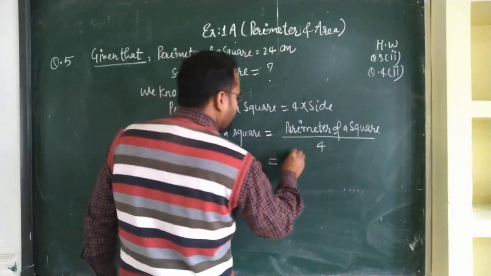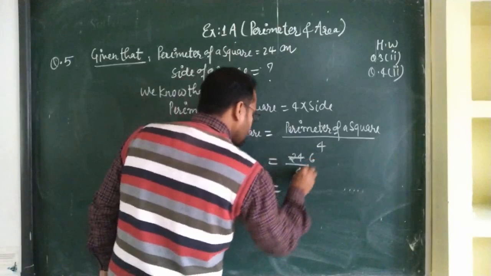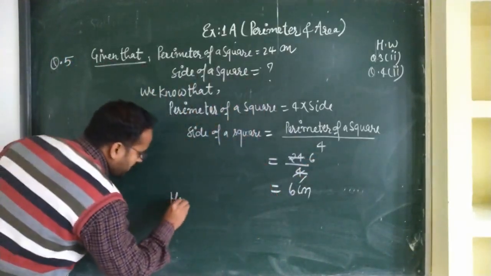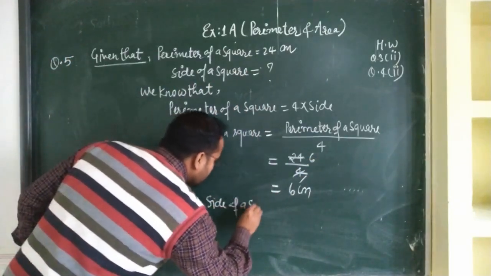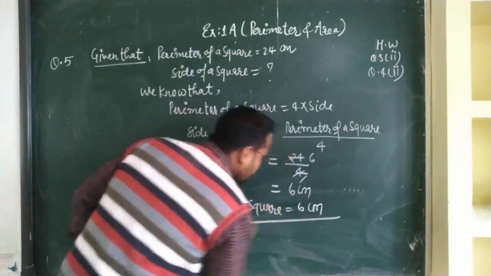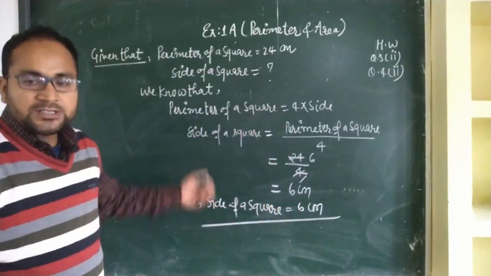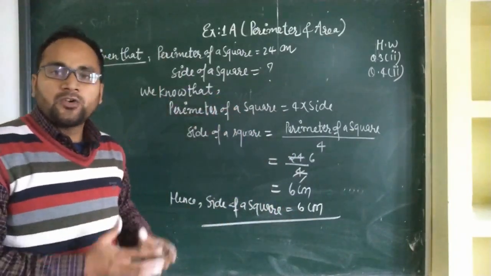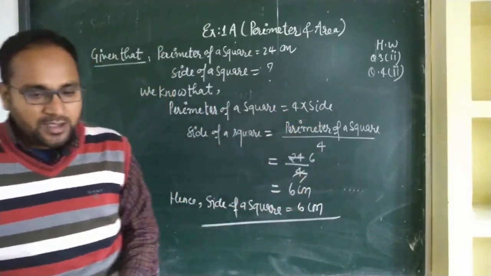Perimeter is 24 and divide by 4. What you will get is 6 centimeter is the side of a square. Hence the side of a square is equal to 6 centimeters. So this is your question number 5. If the perimeter of a square is given, then how will you find the side of the square? Divide this perimeter by 4. You can easily get your answer.